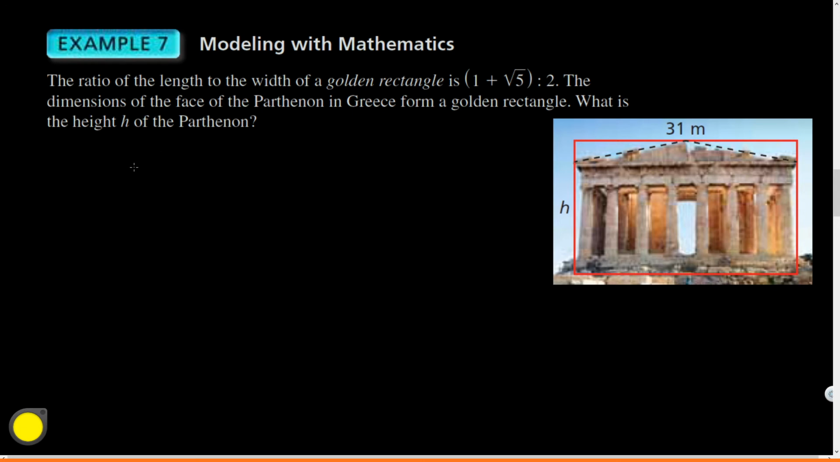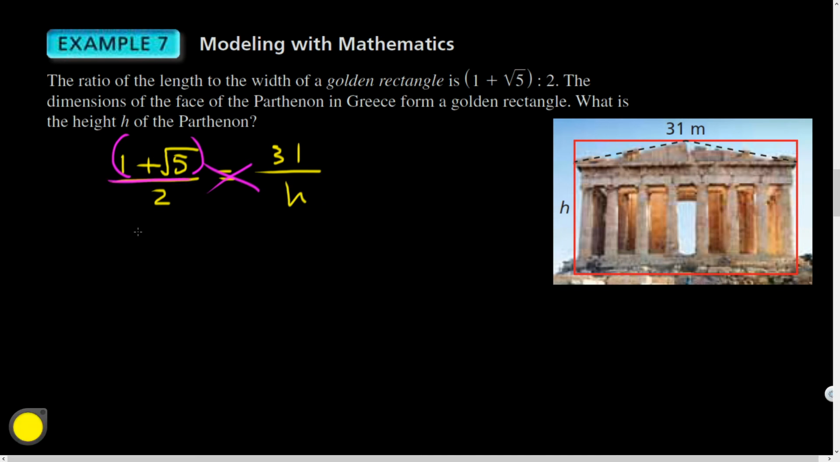And so if I have the ratio 1 plus rad 5 over 2, that's the golden ratio, this proportion should be equal to 31 over h. This number, by the way, is bigger than that one. So yeah, the 31 over h. The height is less than the width here. And so let's solve for h. A few different ways you can handle this. Let's cross multiply and just remember that the fraction bar is a grouping symbol.